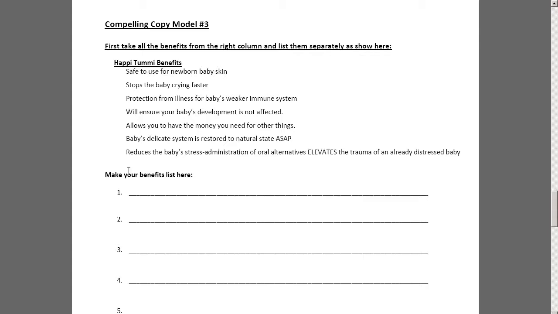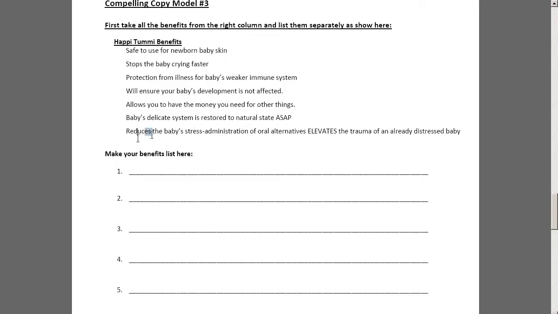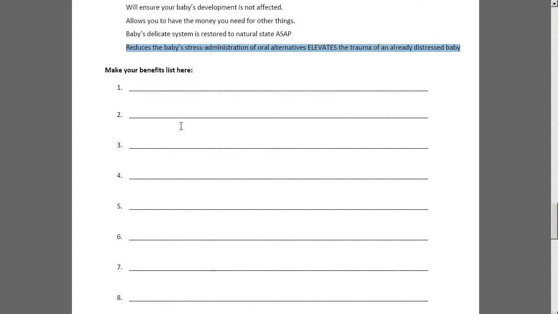So, compelling copy model number 3. What we're going to do here is first take all of the benefits from the right column and list them separately as shown here. So for Happy Tummy, our benefits are safe to use for newborn baby skin, on down to reduces the baby's stress, administration of oral alternatives, elevates the trauma of our already distressed babies.